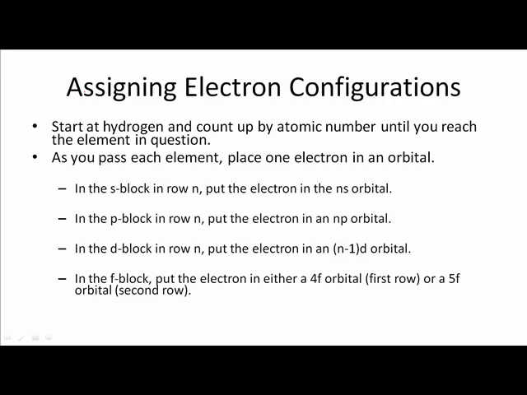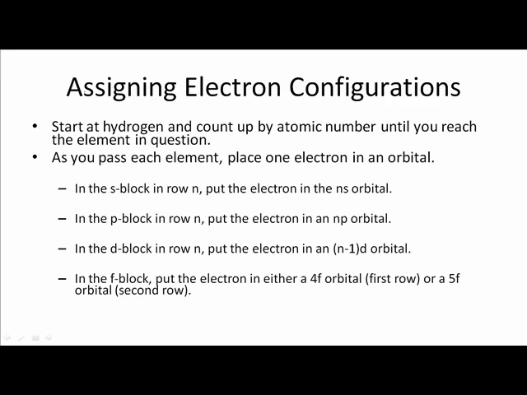Say I choose phosphorus, which is number 15. I'm always going to start at element 1. Element 1 is hydrogen. So when I pass hydrogen, I'll put an electron where? 1s. Helium, 2s. Sorry, 1s again. So I put 2 electrons in 1s.